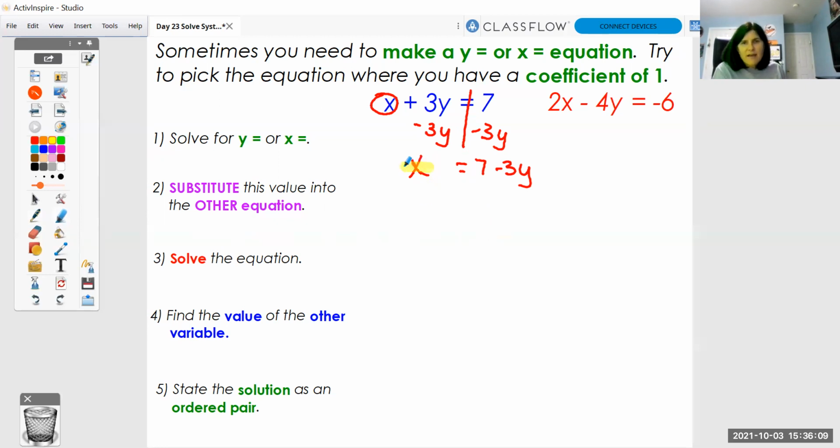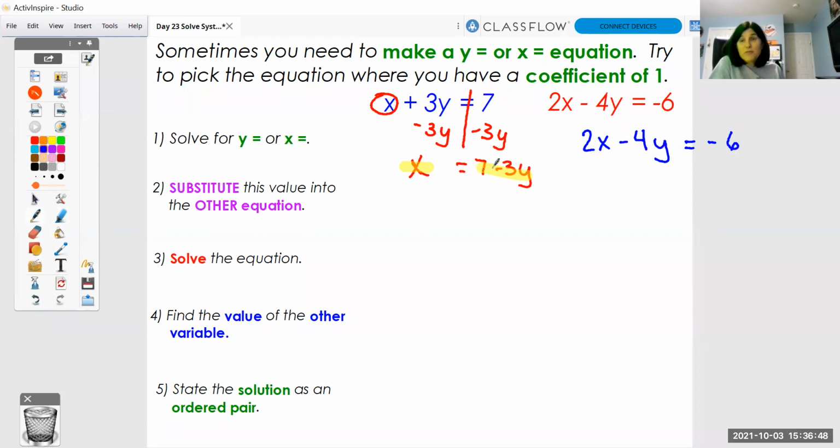Okay, so now that I did that, let's take a look at what I have. I can see that I have x, but another name for x is 7 minus 3y because they mean the same thing. They're exactly the same. So I did this first step. I solved and made x equals. Now I'm going to substitute the new name wherever I see x. So instead of x, I'm going to write 7 minus 3y. Let me rewrite this here. We have 2x minus 4y equals -6.